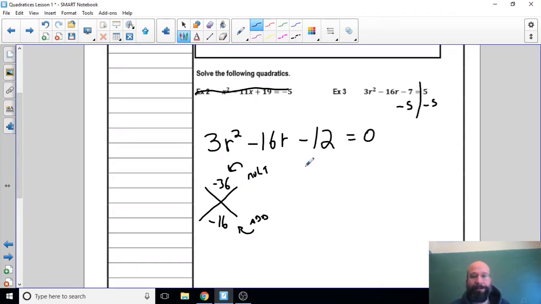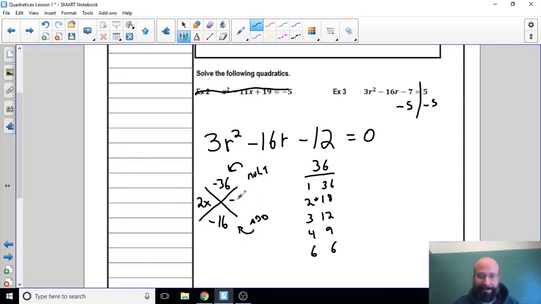So I'm going to find all my factors of 36. 1 and 36, 2 and 18, 3 and 12, 4 and 9, 6 and 6. So we need them to multiply to this, which all of them do, but we need them to add to negative 16. Since it's negative, the big one's probably going to be negative. So it looks like this one, right? 2 times negative 18 is negative 36, and 2 plus negative 18 is negative 16. So 2x on this side and negative 18x on this side.